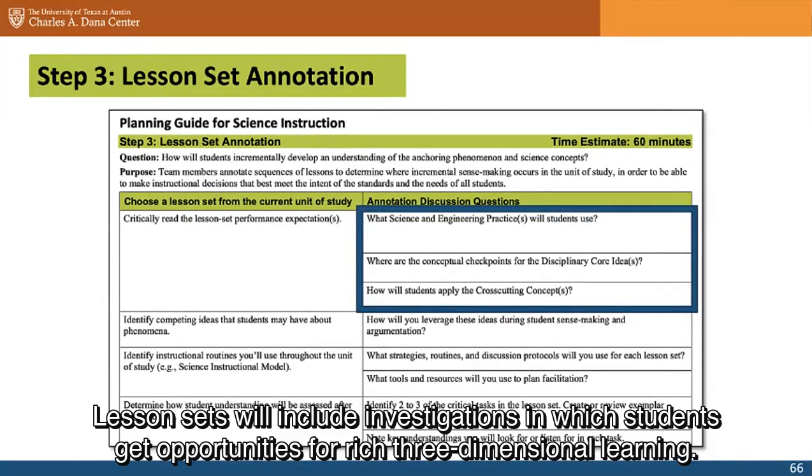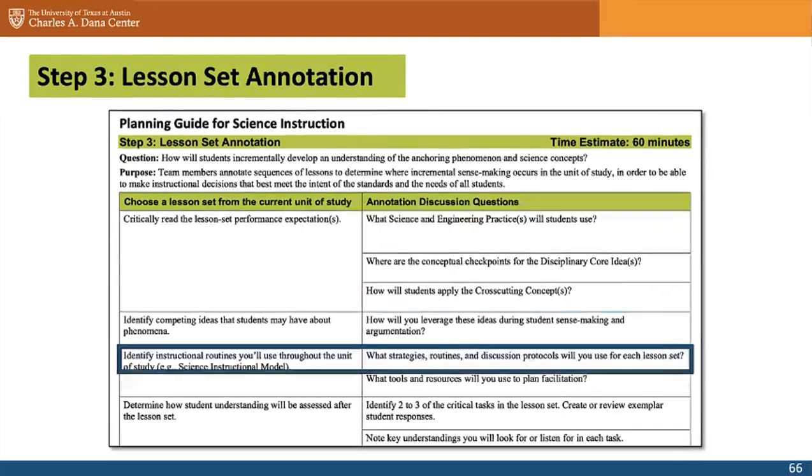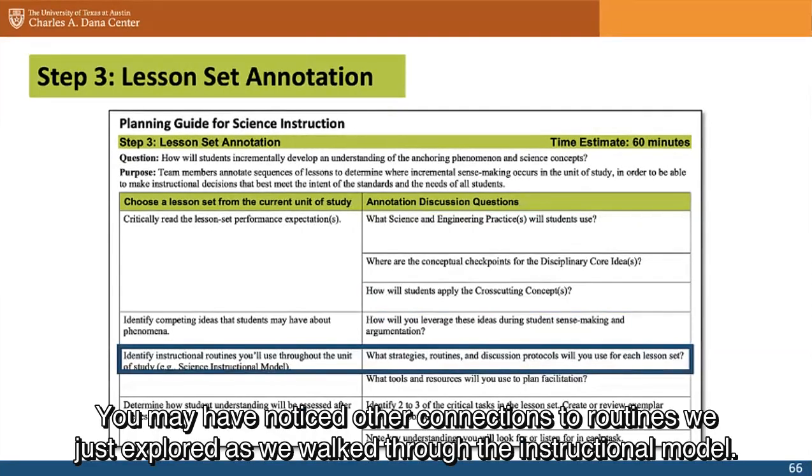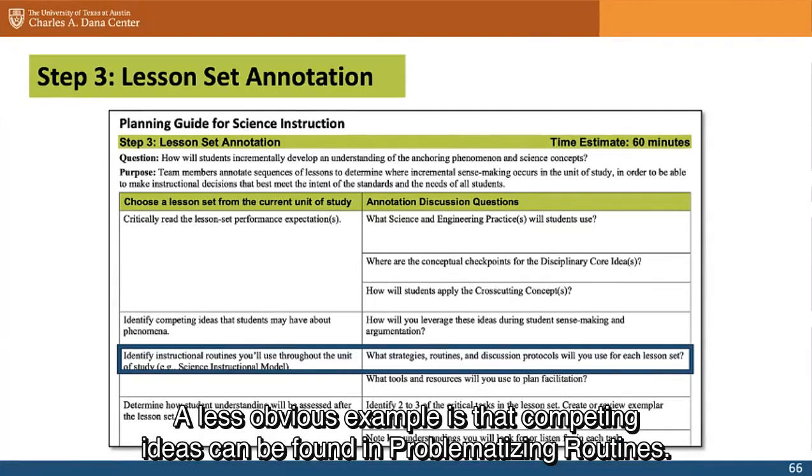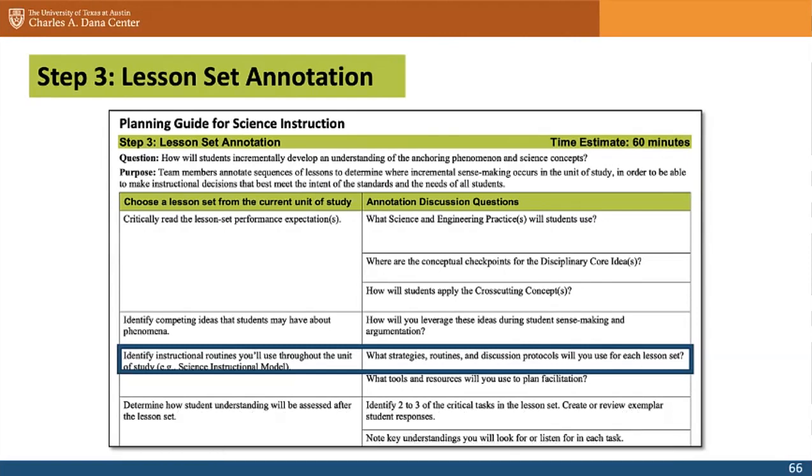Lesson sets will include investigations in which students get opportunities for rich, 3-dimensional learning. You may have noticed other connections to routines we just explored as we walked through the instructional model. The most obvious is where the planning guide instructs users to identify the instructional routines they will use. A less obvious example is that competing ideas can be found in problematizing routines.